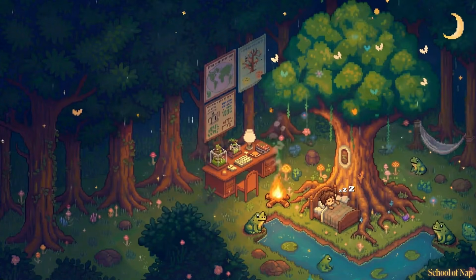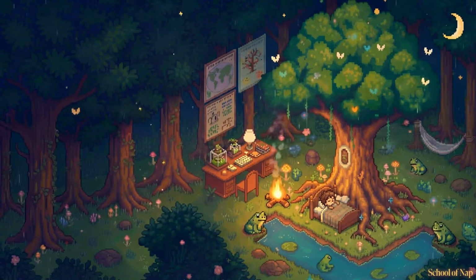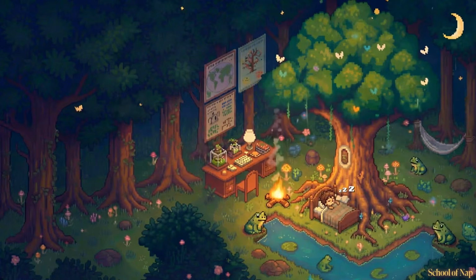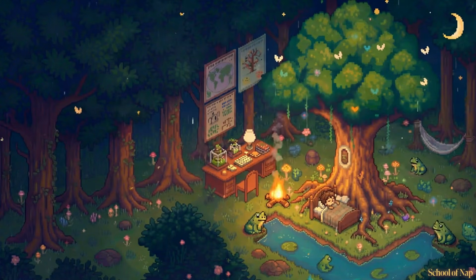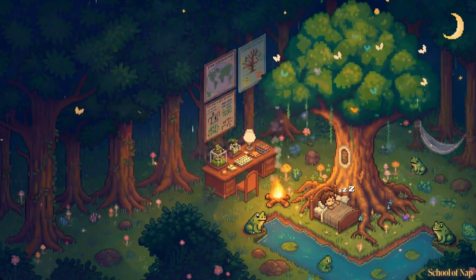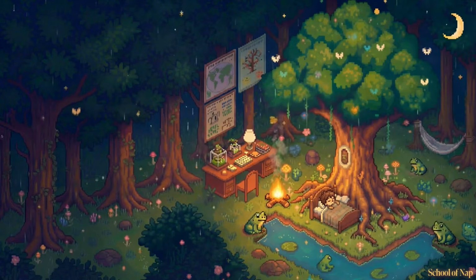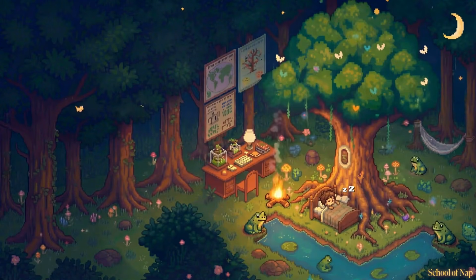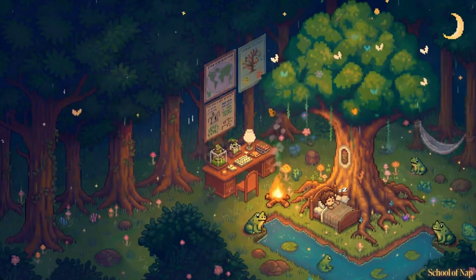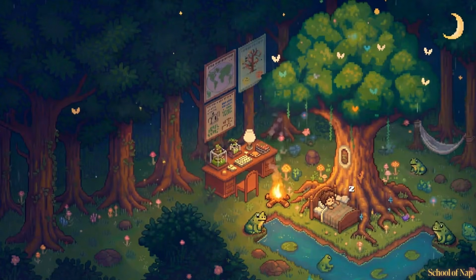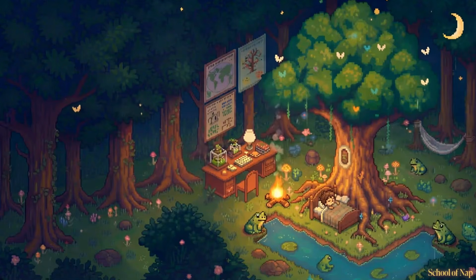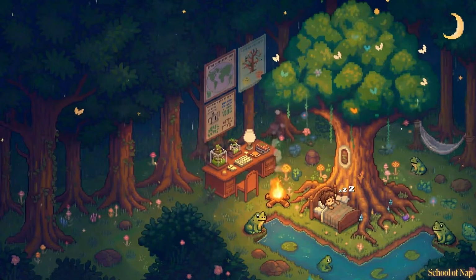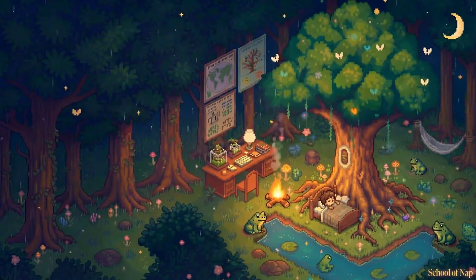But endothermy requires a substantial investment of energy. An endothermic animal must consume far more food than an ectothermic animal of similar size. Much of that food is burned simply to maintain body temperature. In cold environments, this cost increases. Animals must either eat more, increase their insulation, or reduce their activity.